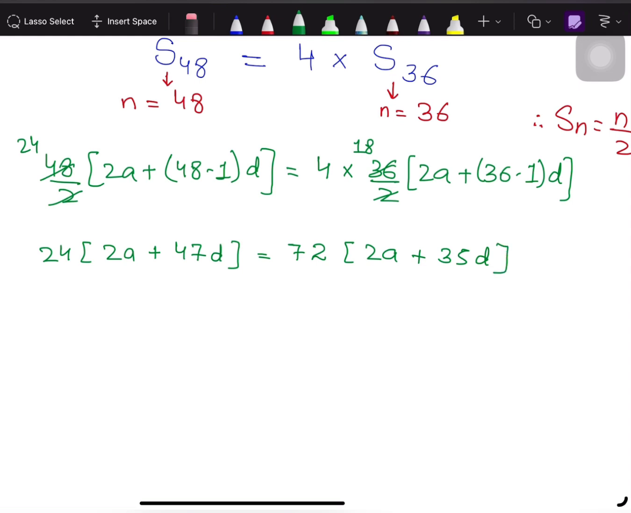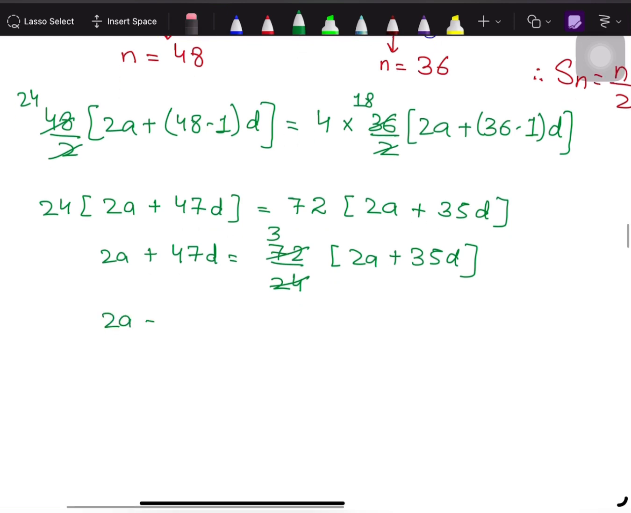Okay, if I look further, how can I simplify it? How about if I take 24 to the other side, because I can see 72 is there, so they might get cancelled. And 24 times 3, I think, gives me 72, so this can be cancelled to 3. Now if I open the brackets on the right hand side, it becomes 6a plus 105d, something like this.